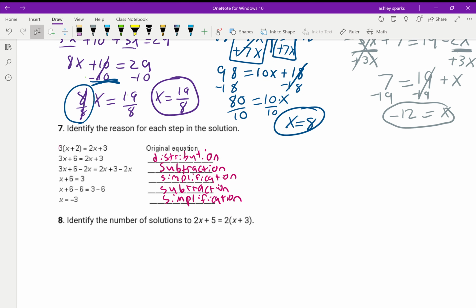Number 7 here, I went ahead and filled out. So this is our original equation, right? The first thing they did was, because there was a parenthesis, they distributed the 3 through. So you have 3x, and then 3 times 2 is 6. So that's distribution.